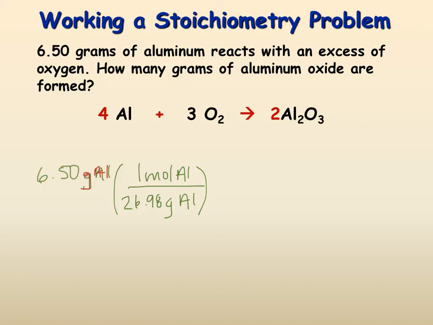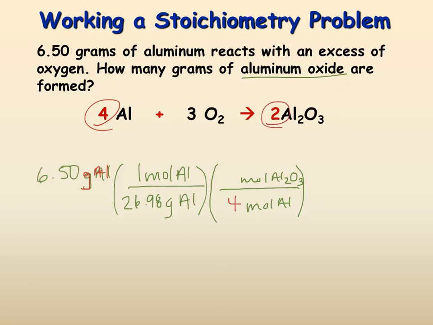Next thing is to set up our molar ratio. I know I want moles of aluminum on the bottom, and I wanted to know about how many grams of aluminum oxide, so moles of Al2O3 are going to go up top. What I plug in is, I know my number for aluminum is 4. I know my number for aluminum oxide is 2. And last thing, I have to convert now my moles of aluminum oxide to grams. So 1 mole Al2O3 to cancel out moles and 101.96 grams Al2O3 to do my final step.